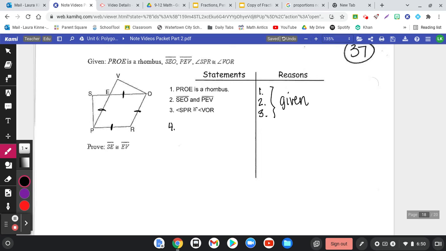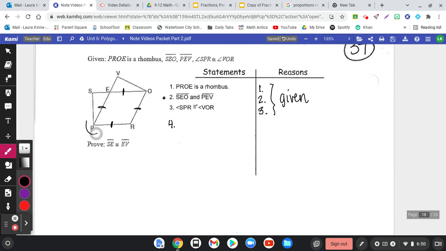All right, next, we got to see what we're trying to prove. It then tells us these are lines. That really is just telling us they're straight lines, not anything you're going to use. Angle SPR, so this whole angle, is congruent to angle VOR, this whole angle. All right. And we're trying to prove that SE is congruent to EV.